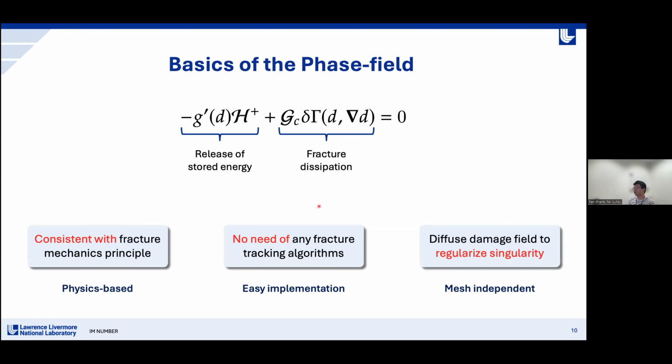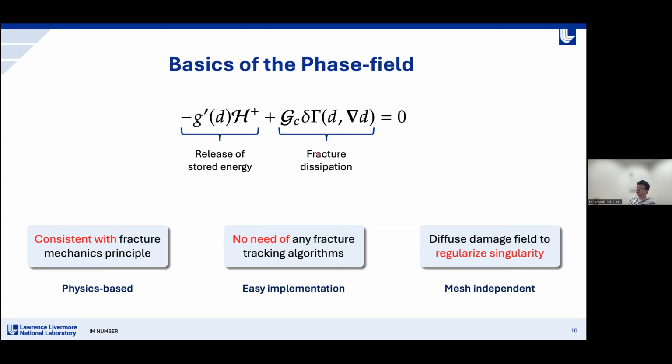To model fracture growth with the phase field method, we basically need to solve this partial differential equation to update the phase field variable. In this equation, the first term generally represents the release of the stored energy, and the second term means the energy dissipation associated with the fracture growth. If you're familiar with fracture mechanics, you can quickly realize that this phase field equation is consistent with the classic Griffith theory, which is the core of fracture mechanics principles. It means the phase field method itself is physics-based.